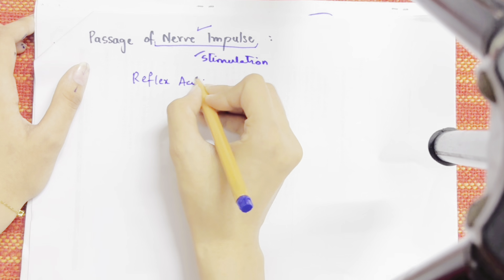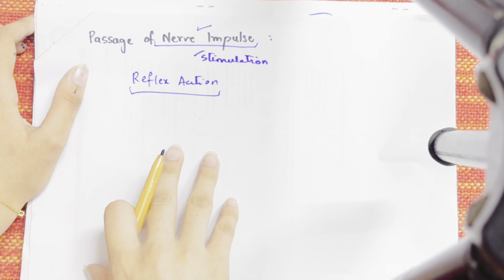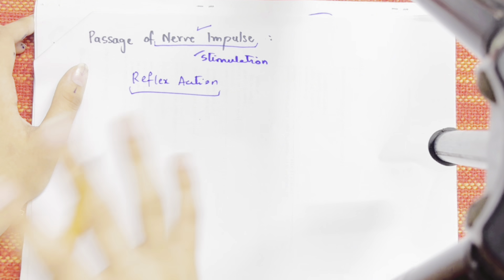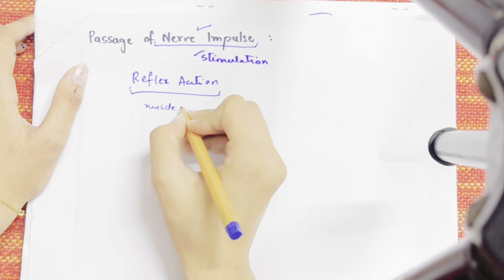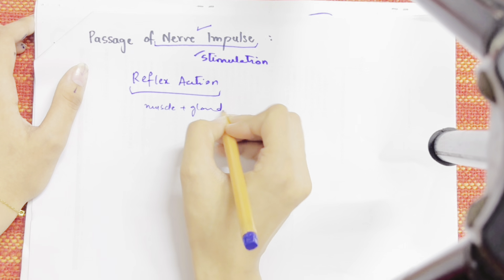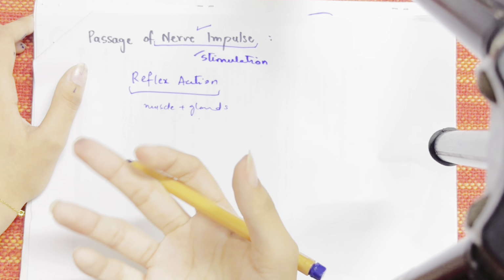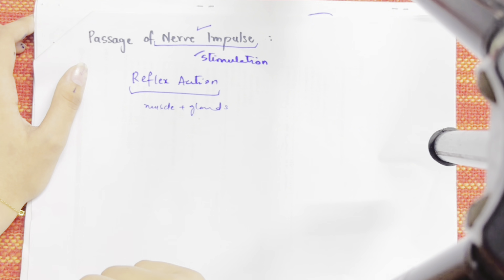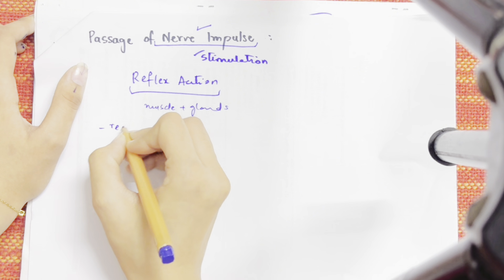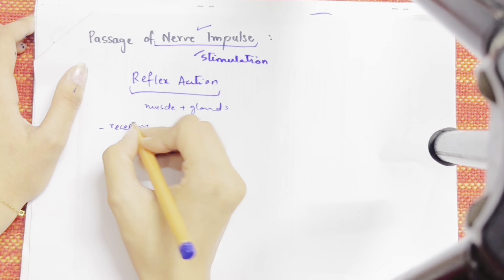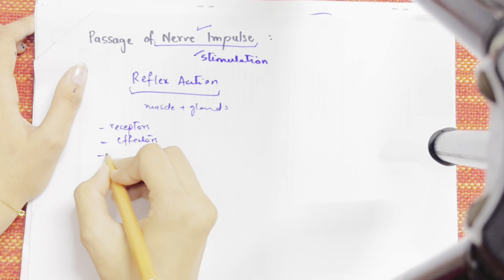Reflex actions are those actions that take place suddenly, as a response of the body. So the reflex action includes muscles, and also the glands, and allows all the reactions or stimulations to pass on to the effectors at the end of the motor neurons. It includes the stimulators, also known as the receptors. It also includes the effectors, and it also includes the motor neurons.